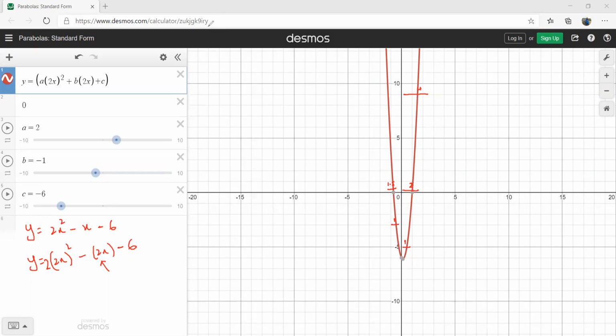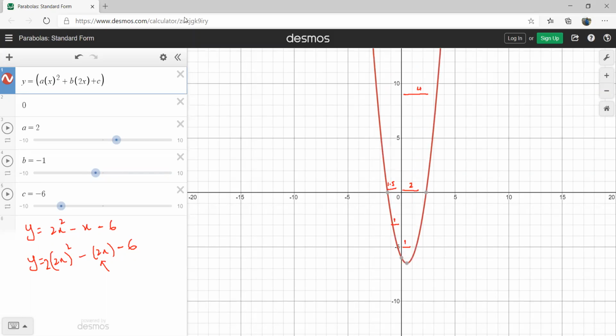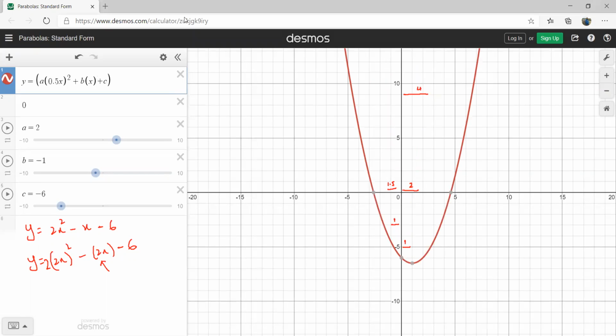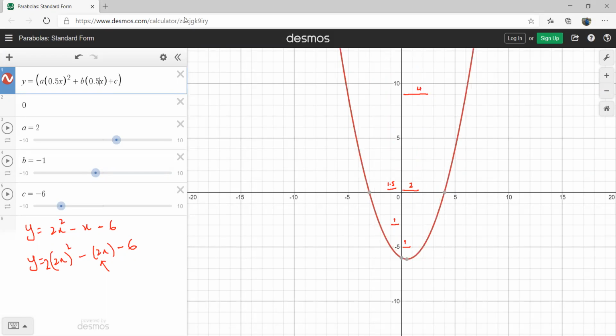Okay, now let me bring it back in its original form. Let me remove these 2's here. Now I'll be putting half over here and then you see what is going to happen. I'm going to put a 0.5 here. Now see what has happened here. What happened to these distances? They have been doubled. They have exactly been doubled here.